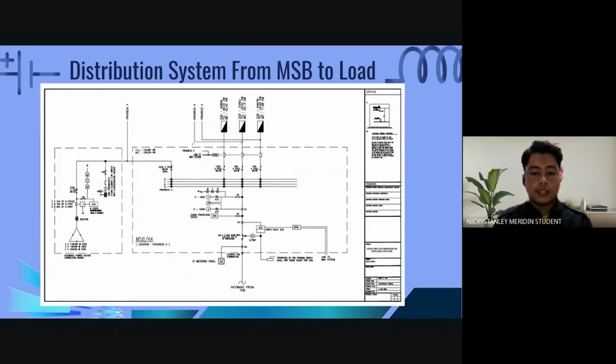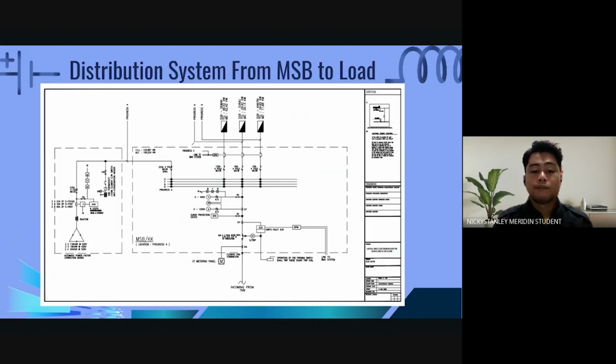So this is the MSB single line diagram. As you can see here, SSB Day 1, SSB Surau, and SSB Canteen. For the SSB Day 1, we use MCCB 120A 4 pole. For the Surau and Canteen, we use MCCB 50A 4 pole. Why do we use 4 pole?